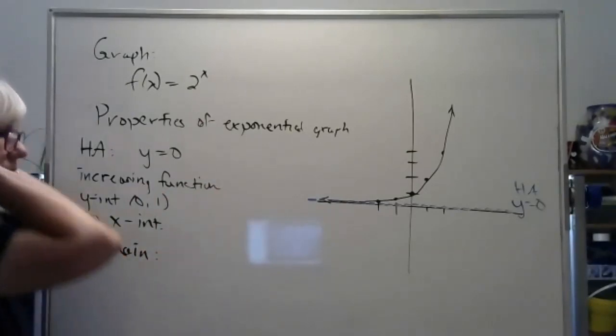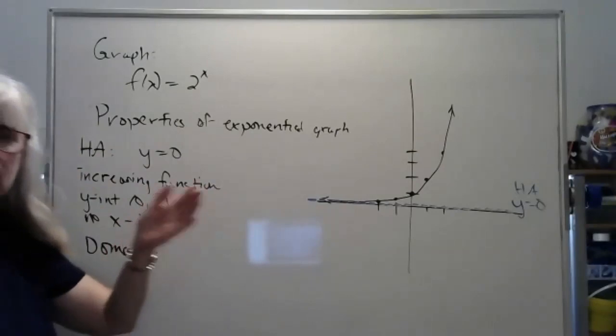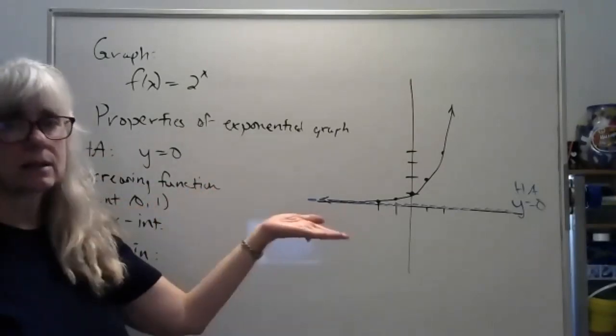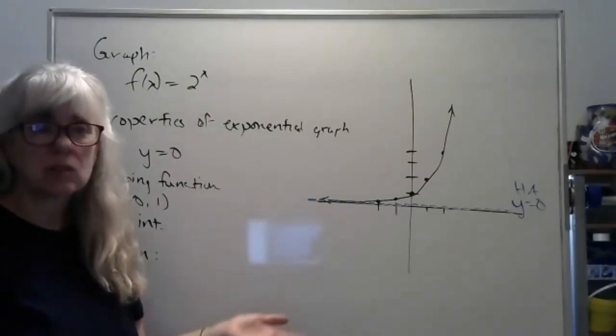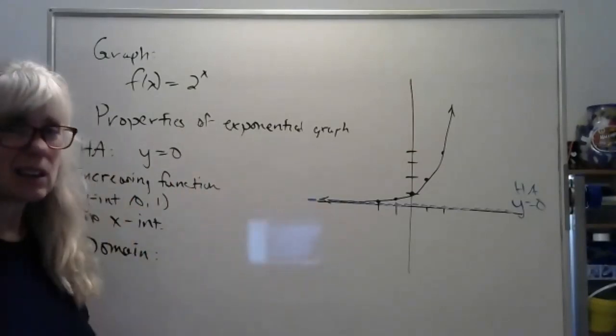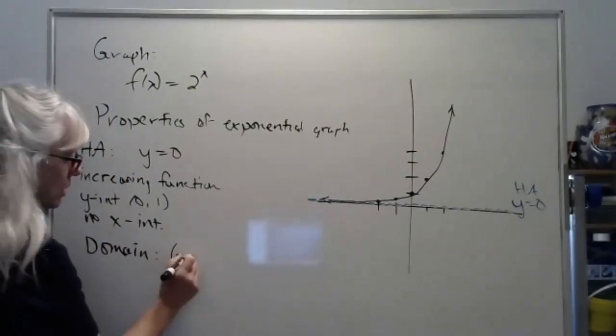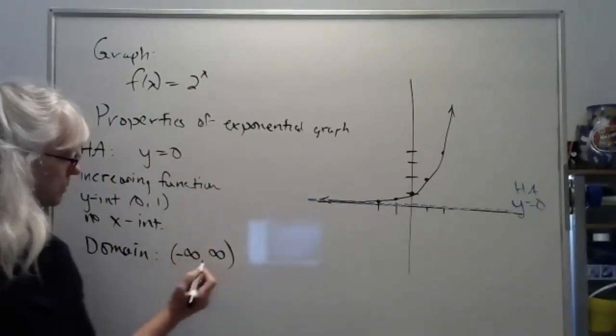So what do you think its domain is? Well, in terms of our chart, can we plug in any x value we want? Well, sure, we can plug in any negative number. You can plug in any positive number. You can also plug in decimals. You can plug in fractions. You can do all kinds of things. You can plug in anything you want. So from the picture and from just pure logic, the domain is all real numbers.